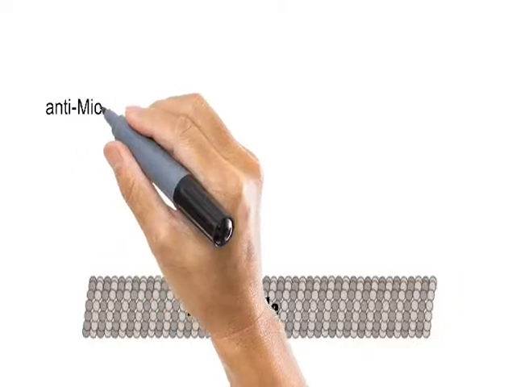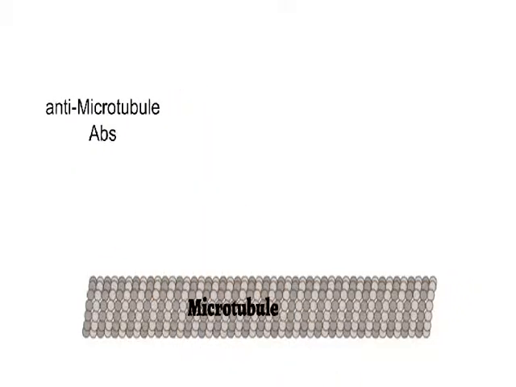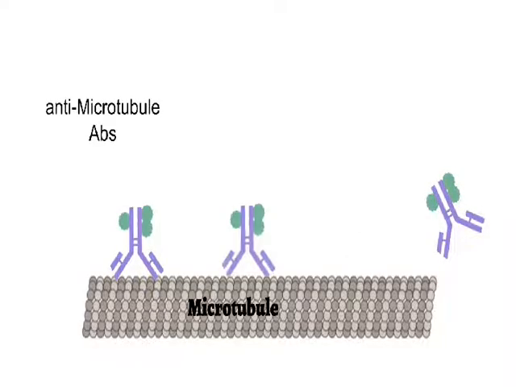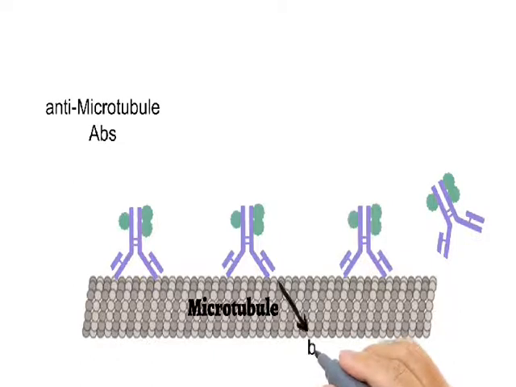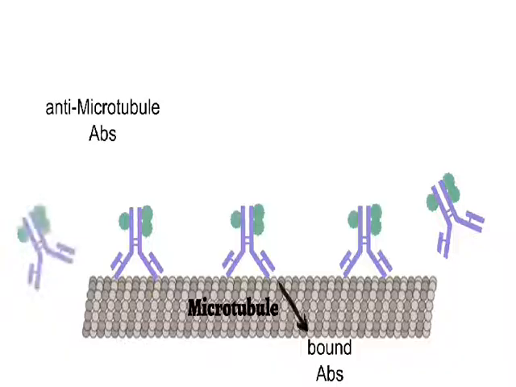Suppose we have to check the distribution of a protein called microtubule by direct immunofluorescence. For that, first we will add fluorescent anti-microtubule antibodies on that thin slice of the cell and incubate for some time. During the incubation period, these antibodies will bind to microtubules present in the cell like this, and many antibodies can remain unbound. These unbound antibodies can be removed by washing the slide with the help of buffer.